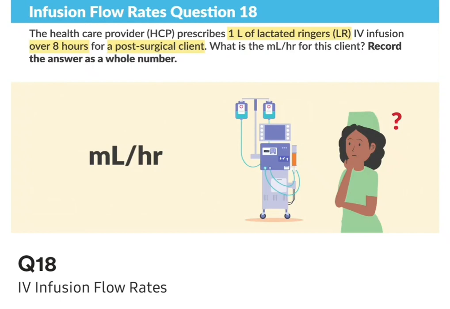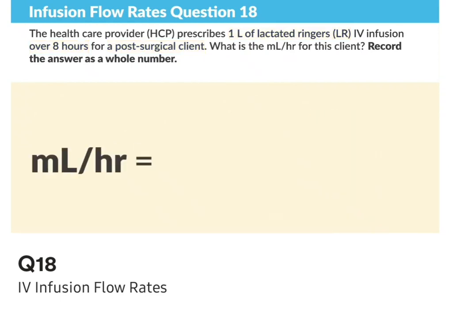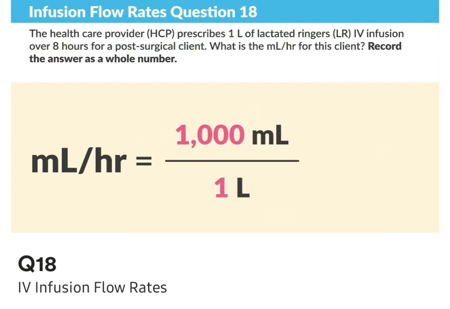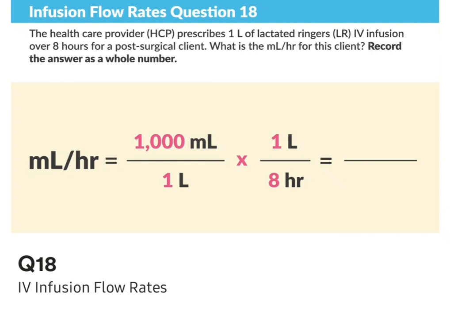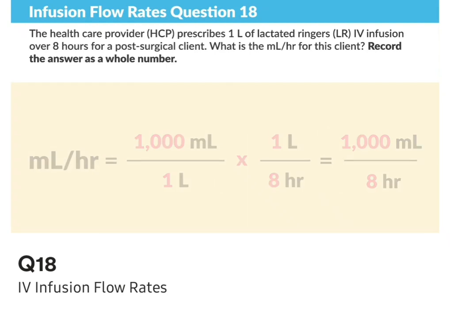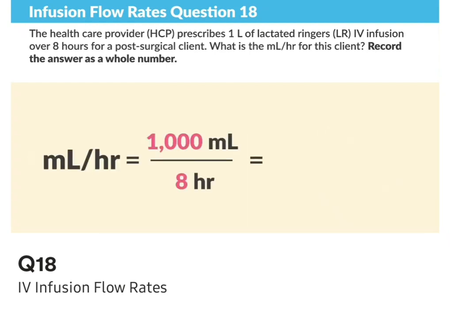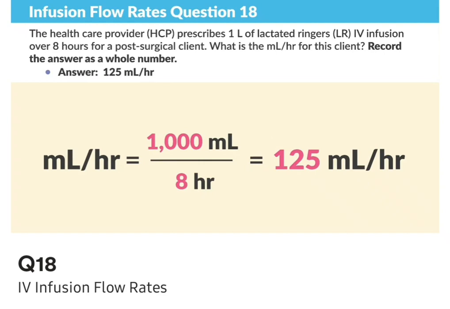Total volume over time. So total volume is the mLs. So we have 1,000 mLs, which is 1 liter, right? And we're multiplying 1 liter over 8 hours here. So just multiply across. 1,000 times 1, which is 1,000. And 1 times 8 is just 8. So 1,000 over 8, basically 1,000 divided by 8, is 125. So the correct answer here is 125 mLs per hour.